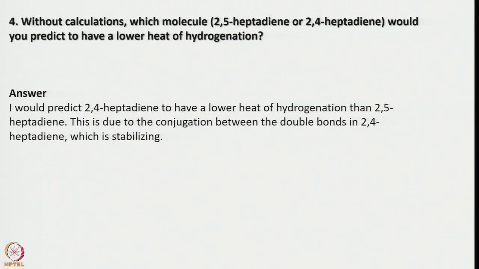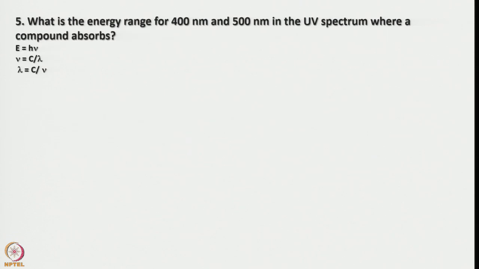And also while discussing UV spectroscopy, we did mention that extensive conjugation lowers the HOMO-LUMO gap. One should remember that. And what is the energy range for 400 nanometer and 500 nanometer in the UV spectrum where a compound absorbs? Here, again, we have to calculate energy. Earlier we were converting wavelength into frequency and frequency into wavelength. In this one, we should calculate the energy associated with 400 nanometer as well as 500 nanometer radiation. So we should use E equals h nu.